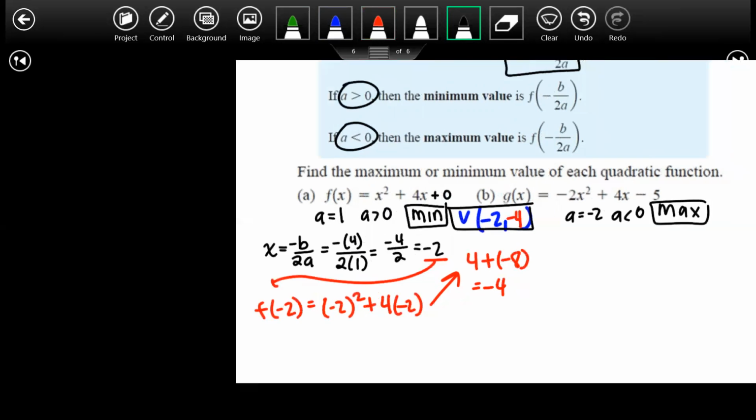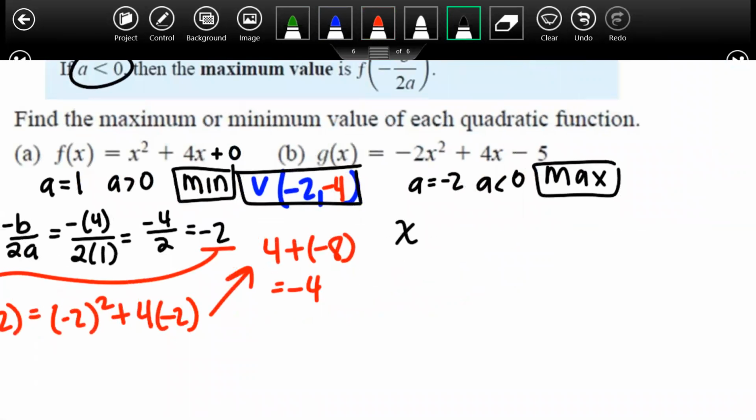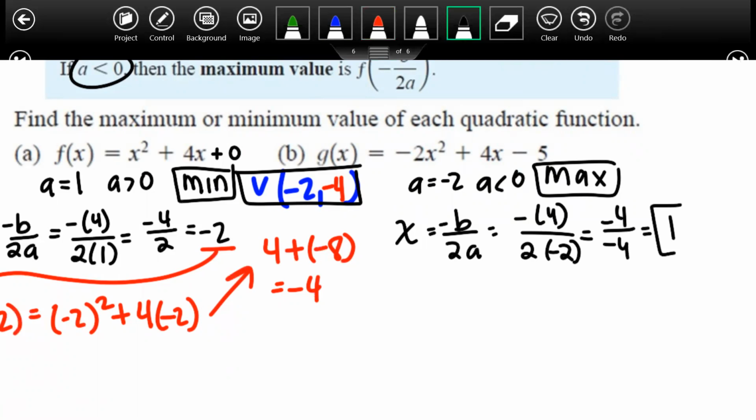We've got to solve for our x, so we're going to use x is equal to -b over 2a. We're going to plug our values in. -4 over 2 times -2. What does that give me? Which is 1. First value here, 1. What should I do next?